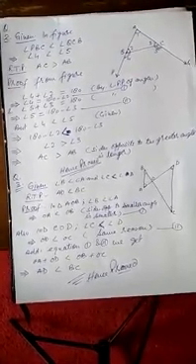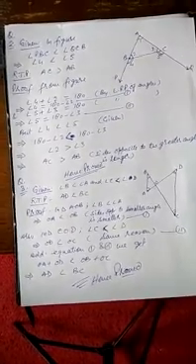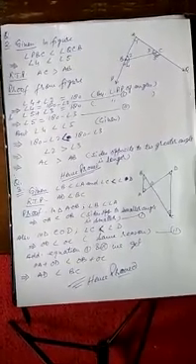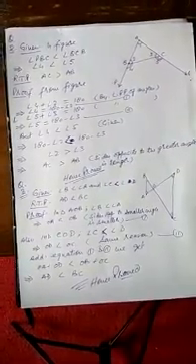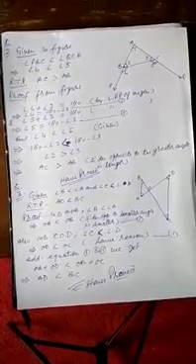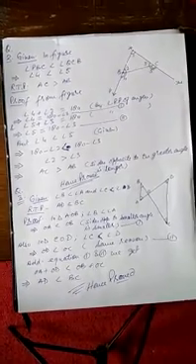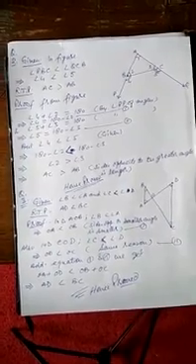Also in triangle COD, angle C is smaller than angle D. It is already given. So which gives us OD is smaller than OC. Same reason: the side opposite to the smaller angle is smaller, or the side opposite to the greater angle is longer. So from equations number 1 and 2, we add them and get OA plus OD is smaller than OB plus OC. Now OA plus OD is AD and OB plus OC is BC. So therefore AD is smaller than BC, which was required to prove.